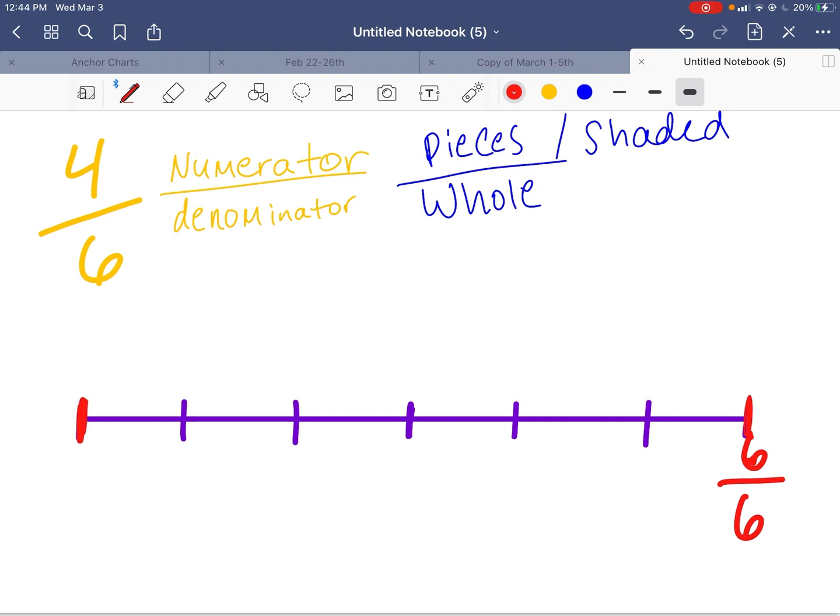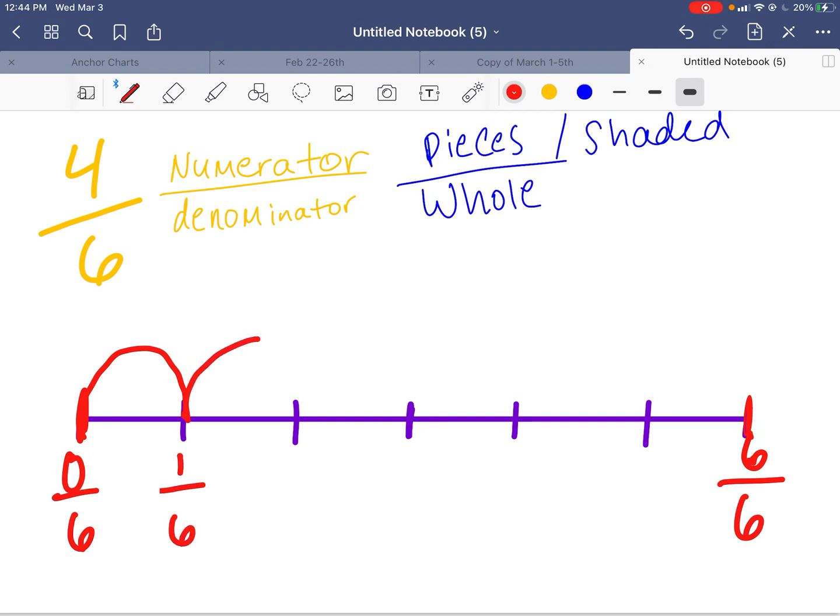Now let's go back to the beginning. What out of how many 6 of the pieces am I talking about if I'm at this? This is 0. This is the start. This is your 0. Okay, so we are going to say that that is the 0/6. Okay. All right, so when we jump, how many times have we jumped?